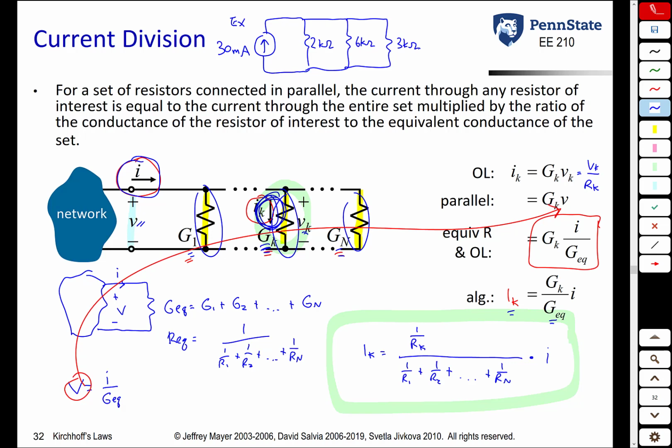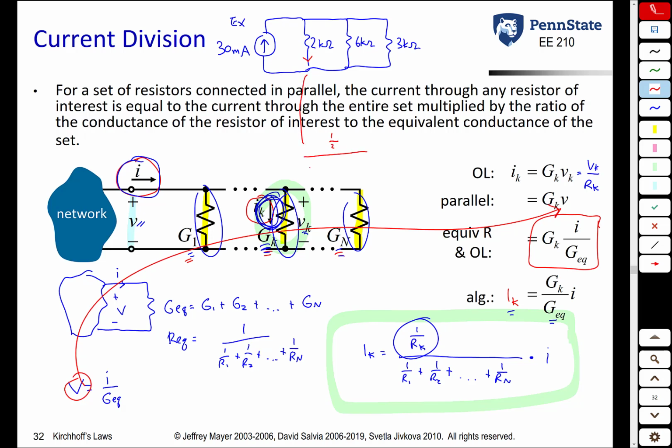What current division says is that this total current of 30 milliamps is going to distribute itself through the 3 resistors. Remember, with voltage division, the voltage distributes itself across all the resistors in series, and we saw that the larger resistor gets the larger voltage. In current division, because we have these reciprocals here, we're going to see that the smaller the resistor, the larger the current. If you remember the old adage, current follows the path of least resistance, that's exactly what current division says here.